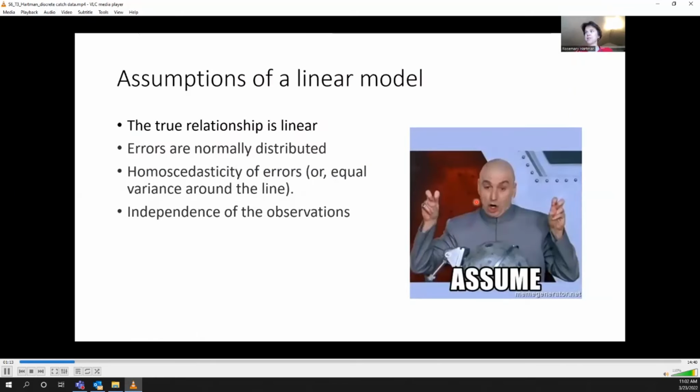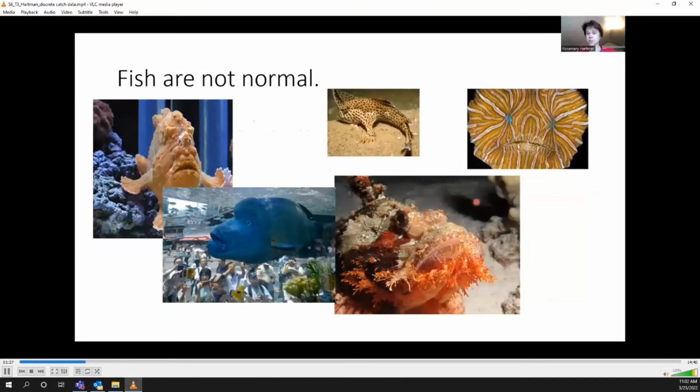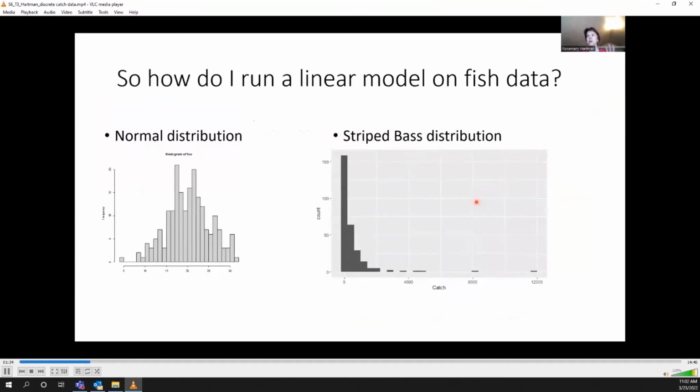So, assumptions of a linear model, as we discussed this morning, are that the true relationship is linear, errors are normally distributed, there's equal variance around the line, and independence of observations. But fish are not normally distributed. They're never normal, they're weird. How do I run a linear model on fish data?